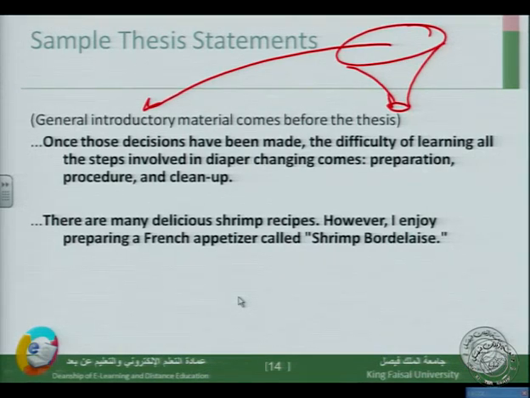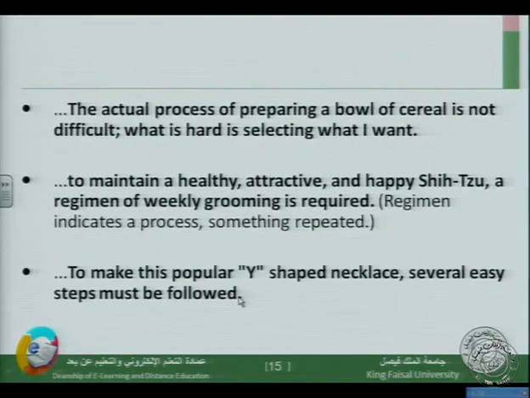So let us read. Once those decisions have been made, the difficulty of learning all the steps involved comes: preparation, procedure, and cleanup. There are many delicious shrimp recipes. However, I enjoy preparing a French appetizer called shrimp bordelaise. The actual process of preparing a bowl of cereal is not difficult, but what is hard is selecting what I want.